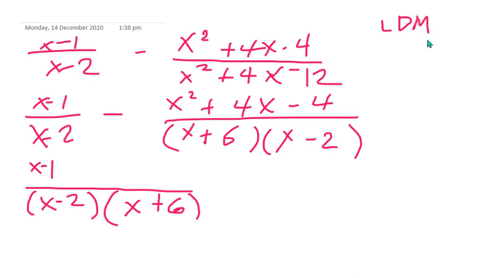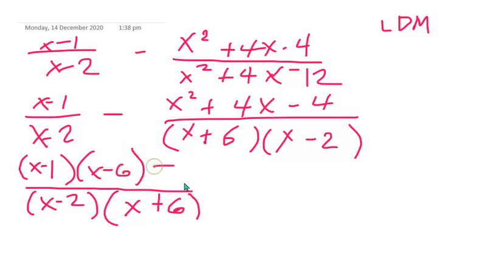multiply, and simplify. Okay, so this is x minus 1. So x minus 2 times x plus 6 divided by x minus 2. So ano bang meron dito? Meron dito x squared, x minus 2. So therefore, this is x minus 6.